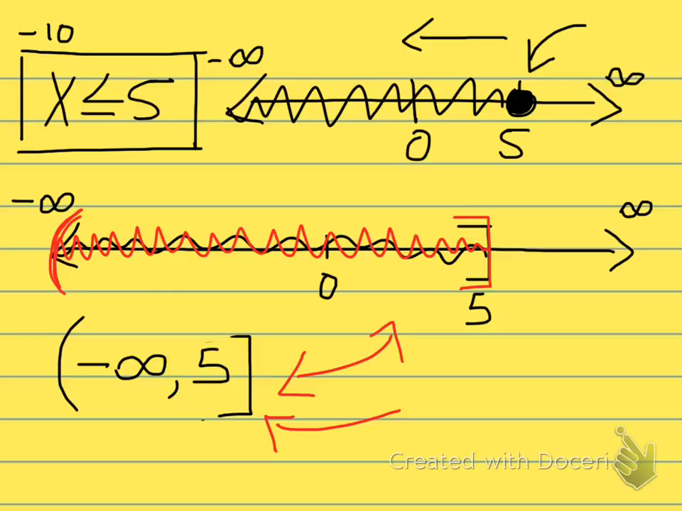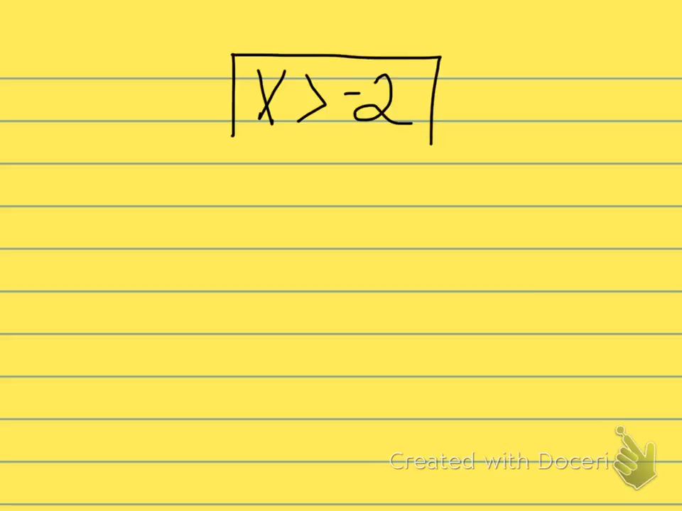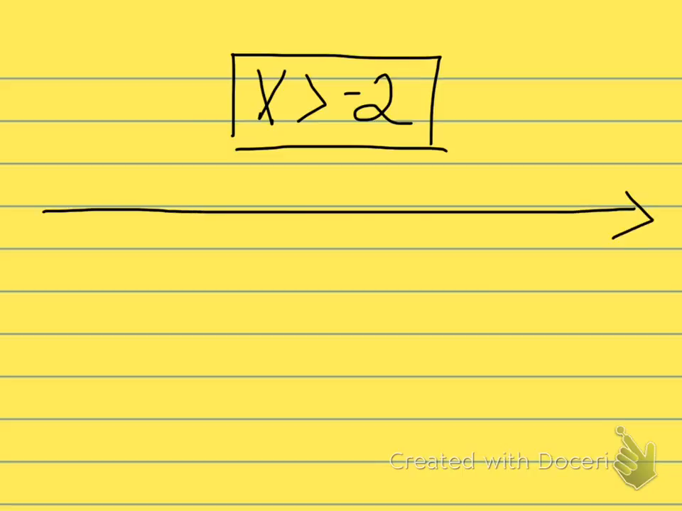Let's try something else. I'm going to go back to my black. Here we go. Let's try x is greater than negative 2. Now, that is set notation. I already did a problem and I got my answer, and it's in set notation. There it is. X is greater than negative 2. I need to graph it. I want a graphical representation.